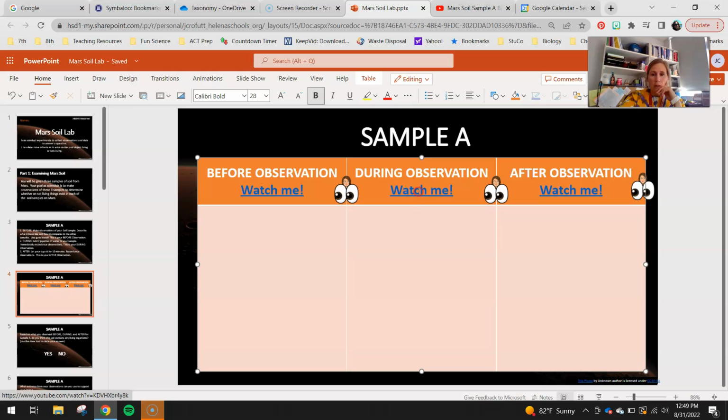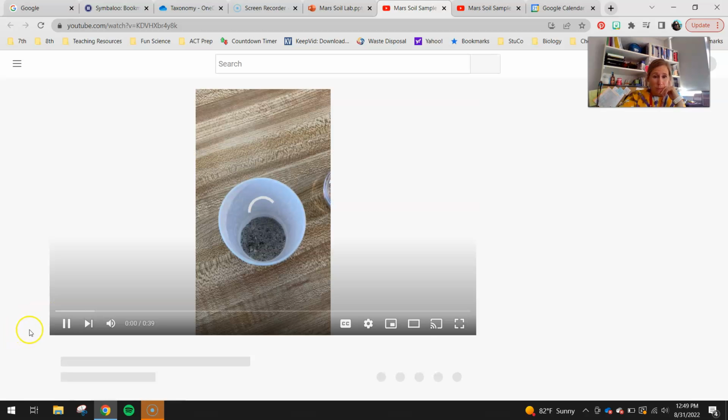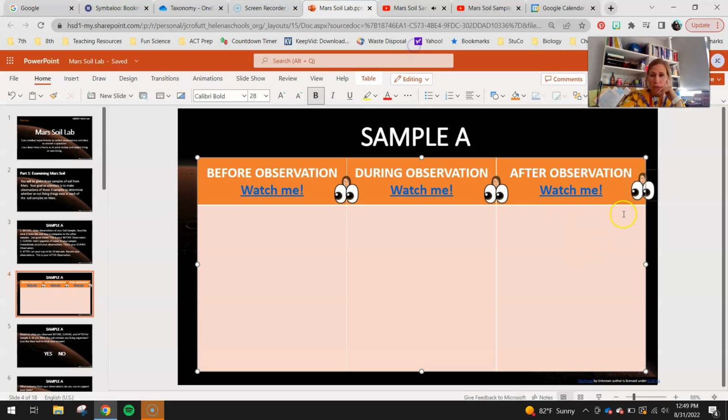So there's your before. Then you would right click and open your link for your during. Again, this is right after you've added 2 pipettes of warm water, and you will take your observations right after that happens. And then same thing for your after.